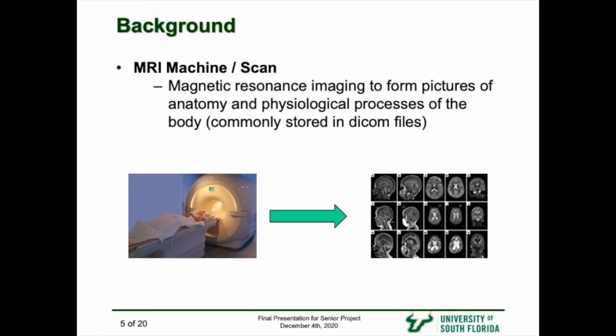MRI machines. MRI machines are devices that use magnetic resonance imaging to form pictures of anatomy and physiological processes of the body, and then are commonly stored in what is called DICOM files. These DICOM files are composed of 2D images representing each layer of the anatomy that was scanned. Using appropriate software, medical professionals can then inspect each of these individually scanned layers.